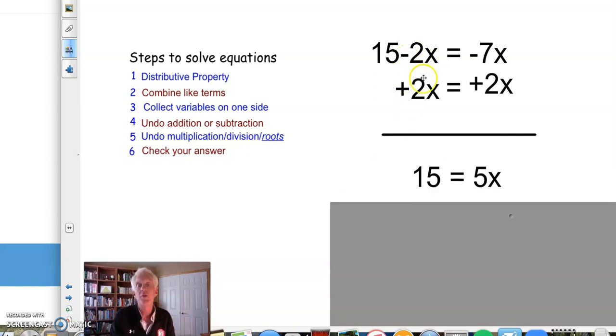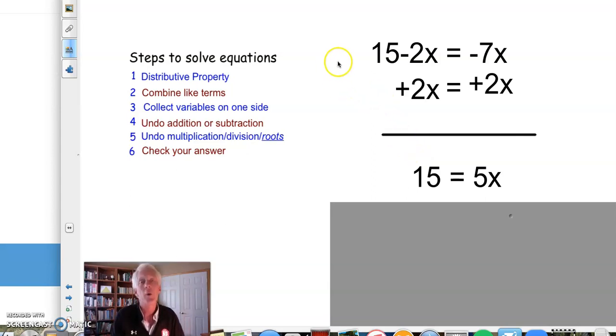negative 2x plus 2x is gone. The 15, though, still comes down here. Equal signs slide down in order, and we have negative 7 plus 2x is 5x. That's the simplest way to collect the variables on one side of the equal sign.